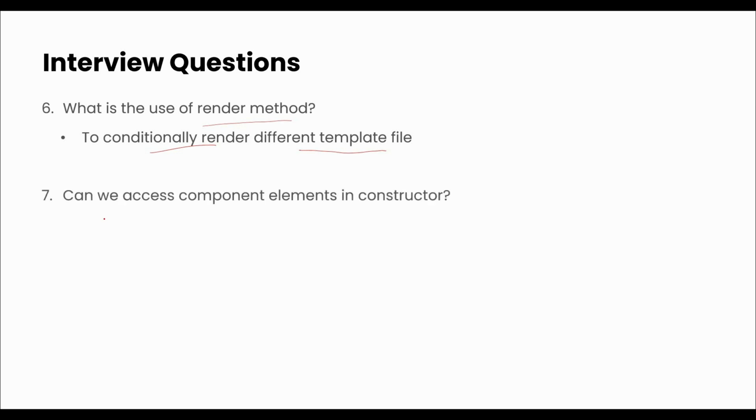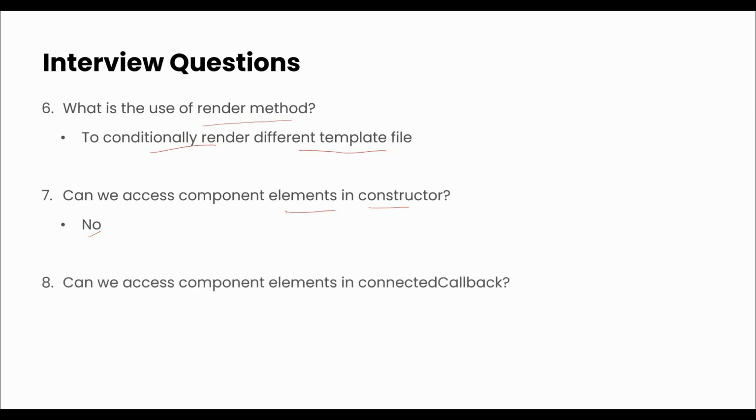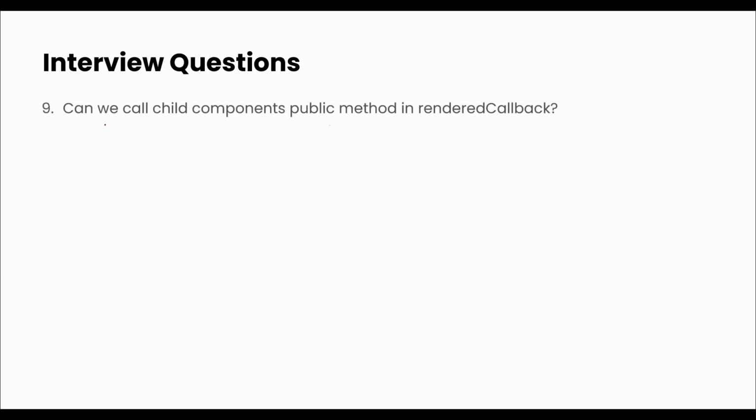Okay. Next question is, can we access component elements in the constructor? Then obviously the answer will be no, because they are still pending to render on the DOM. Next is, can we access component elements in connectedCallback? So here we can only access the host or root element of the component, but we can't access child elements because they are still pending to render. Next question is, can we access a child component's public method in renderedCallback? Then the answer will be yes, we can, but that method should be public using the API decorator.